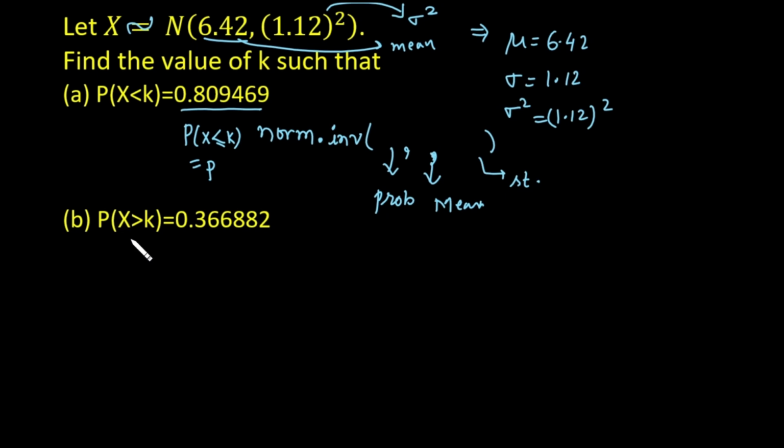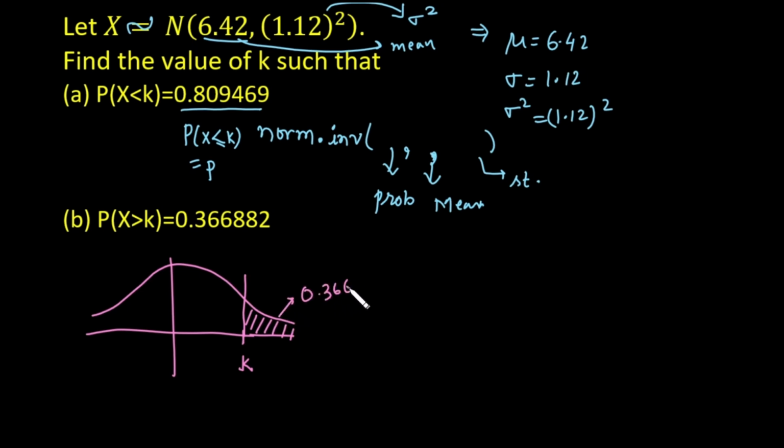For the case B, we need to find the value of k such that the random variable is greater than k, and in that case the probability is equal to this. It means, suppose this value is equal to k and the area under this curve is given to you as 0.366882. But the normal inverse function is applicable only in the case of random variable less than k. So we can find this value of k with the help of total area minus this area.